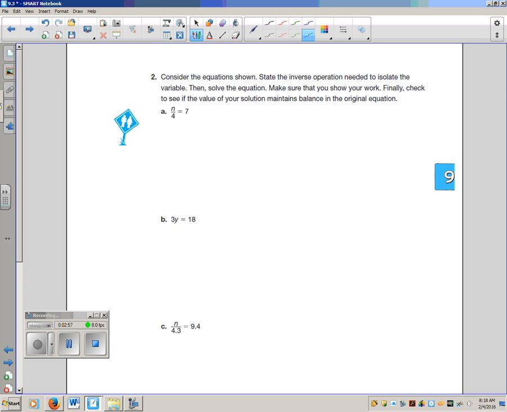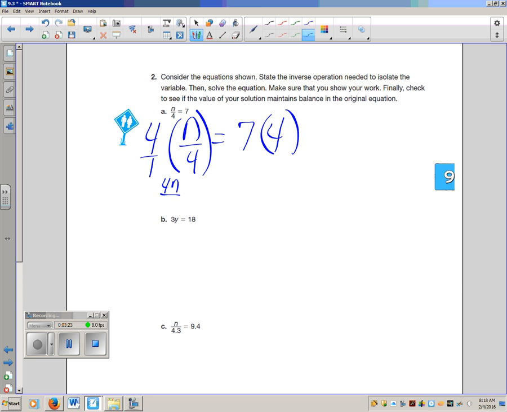First problem, n divided by 4 equals 7. This is a division problem, so I need to do the inverse. Instead of dividing by 4, I'm going to multiply by 4. Write it like that. You have to do the same thing on the right-hand side. Remember, the denominator for any whole number is 1, so this would be 4n over 4. 4 divided by 4 is 1. They just cross out. n equals 28.